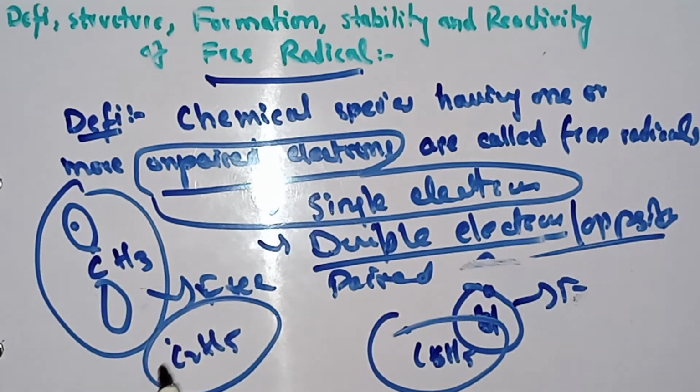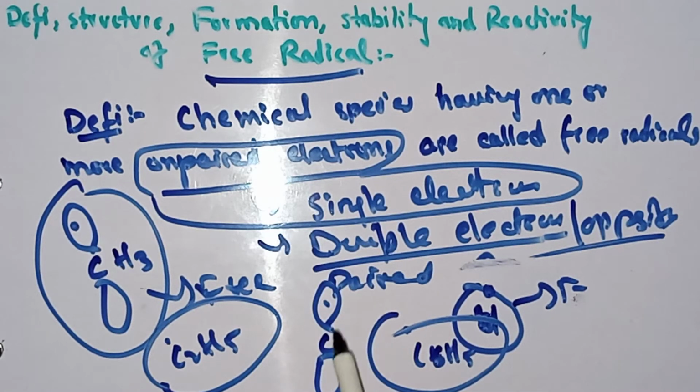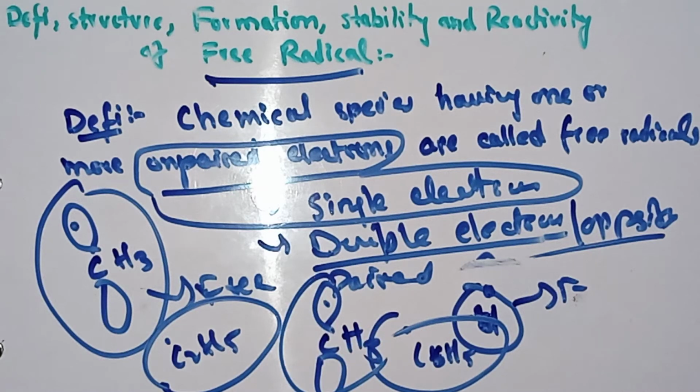This is the structure of free radical. An orbital having one lone electron, not an electron pair. Only one single electron present in one orbital will be considered a free radical. Is it clear? Okay, let's continue.